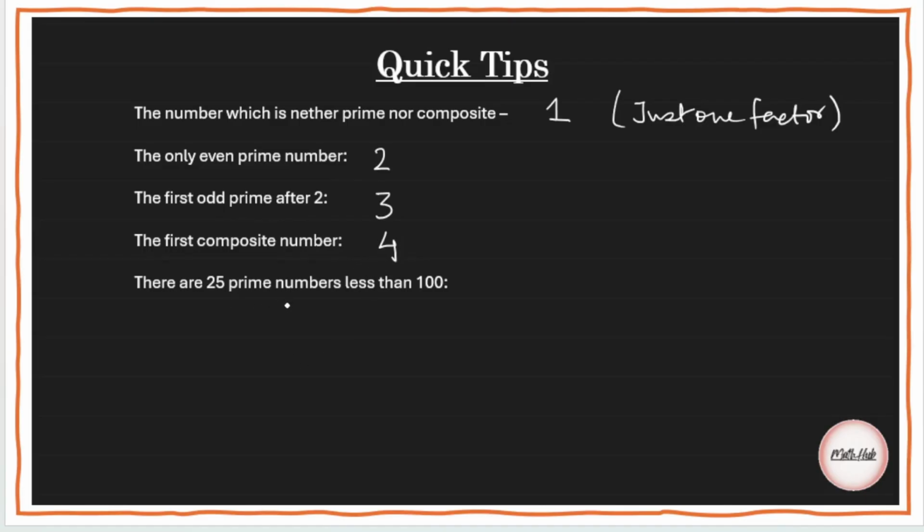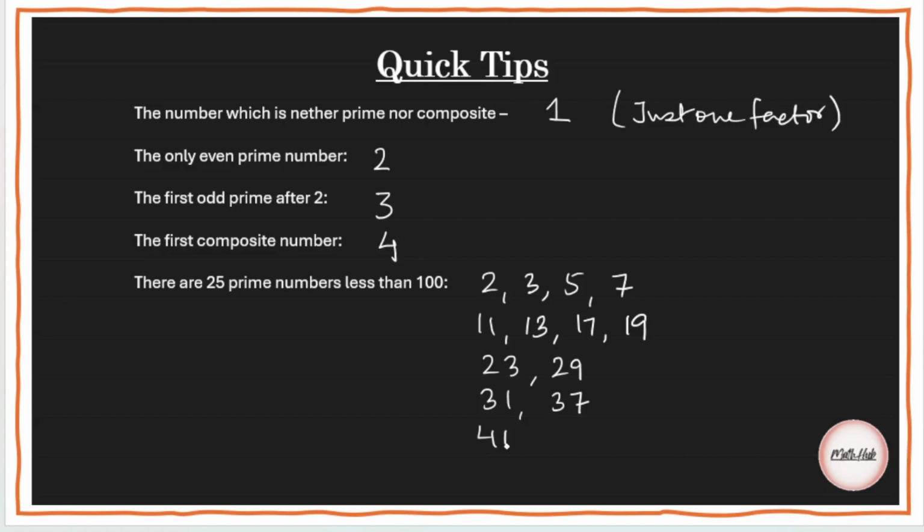And then there are 25 prime numbers less than 100, and which are those? 2, 3, 5, 7. And then in the next line we have 11, 13, 17 and 19. Then in the line of 20s we have 23 and 29. Then in 30s I have 31 and 37. In 40s I have 41, 43, 47. Okay, I'm writing over here now.